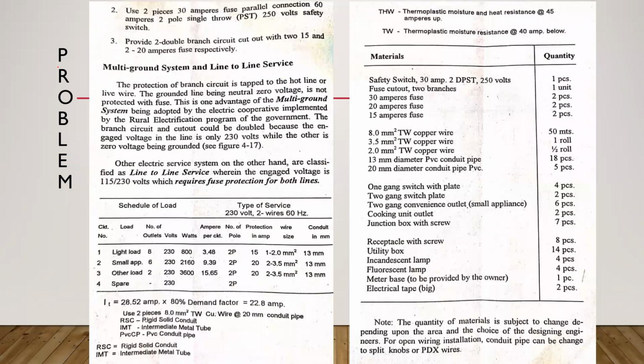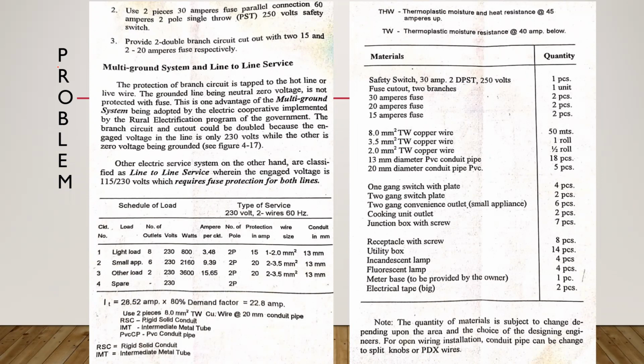For our multi-ground system and line-to-line service, the protection of branch circuit is tapped to the hot line or yung ating live wire. The ground line being neutral, zero voltage, is not protected with fuse. This is one advantage sa ating multi-ground system being adopted by the electric cooperative implemented by the Rural Electrification Program of the government. The branch circuit and cut-out could be doubled because the engaged voltage in the line is only 230 volts, while the other is zero voltage, being grounded.